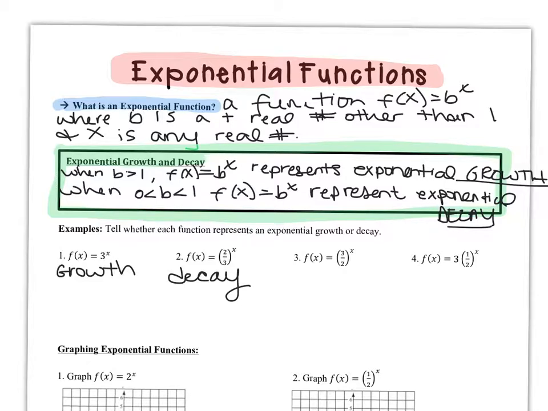If I look at number 3, my b is 3/2, which equals 1.5, which is greater than 1, so this would be a growth. And if I look at number 4, I have two numbers. I have 3 and I have 1/2. But to determine whether it's an exponential growth or an exponential decay, it's just the base of the exponential function. So the base is just 1/2, so it would be a decay. So let's go ahead and keep going.